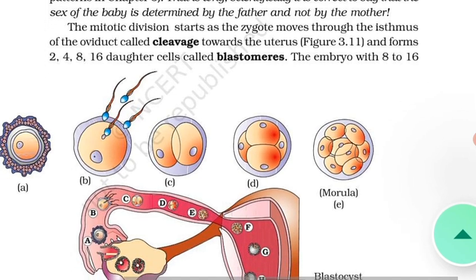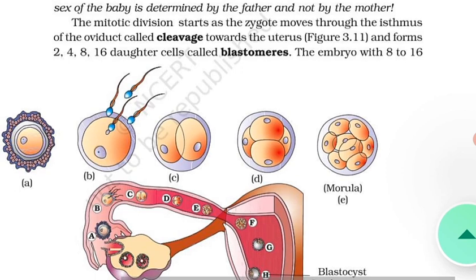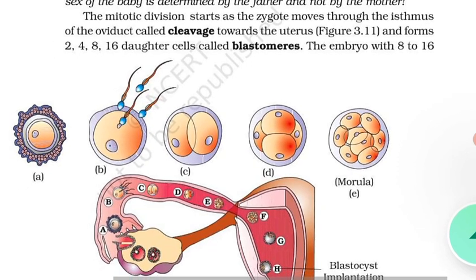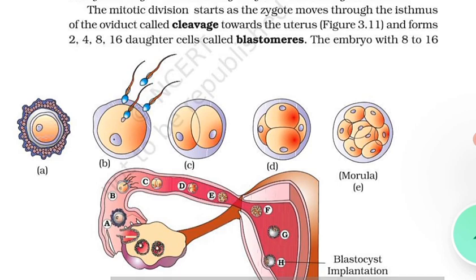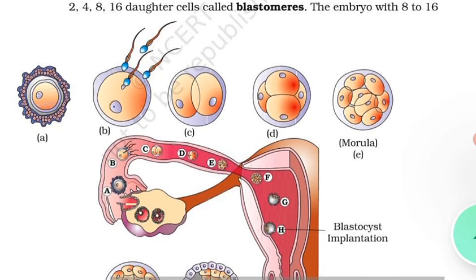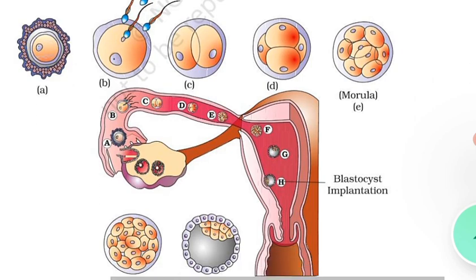Surrounded by what? Uterine tissue and maternal blood. Okay? The chorionic villi and uterine tissue become interdigitated with each other and jointly form a structural and functional unit between the developing embryo, that is fetus, and the maternal body called the placenta. Clear? Again I am repeating it.